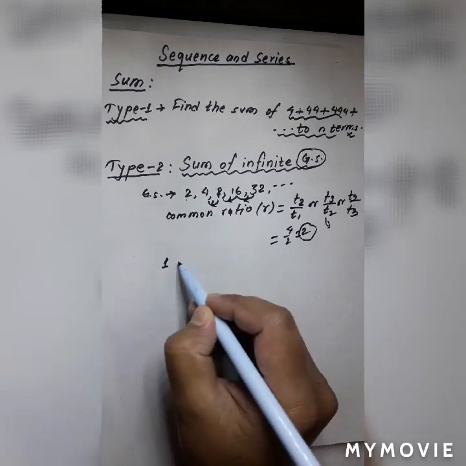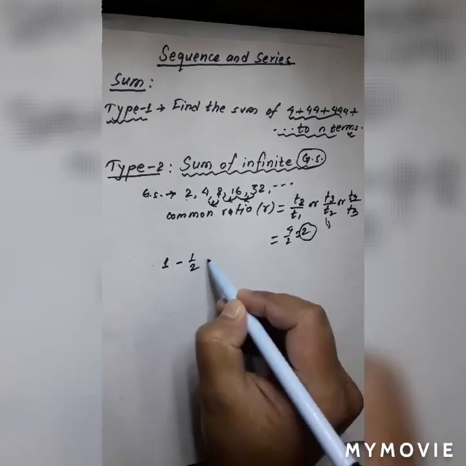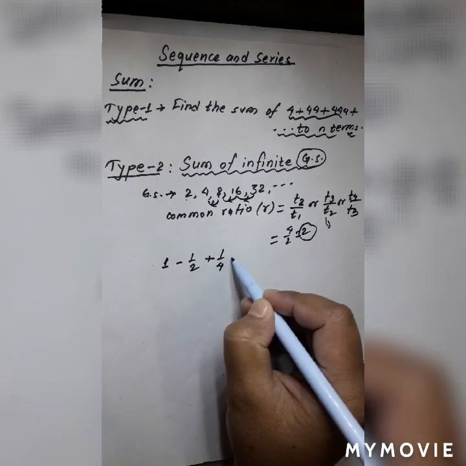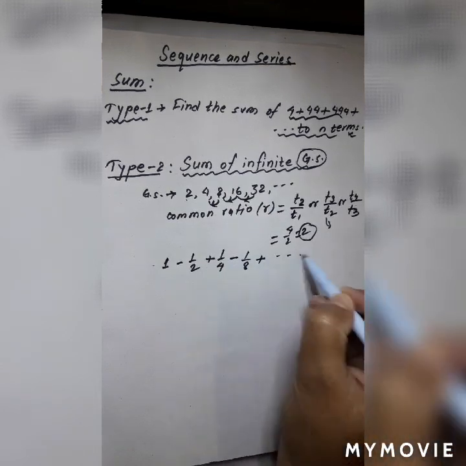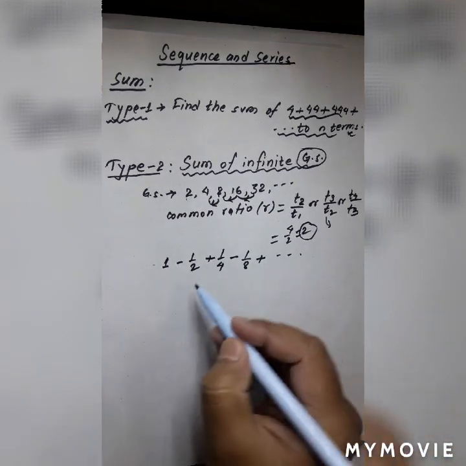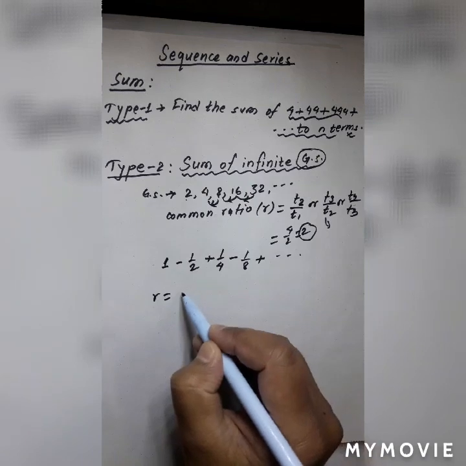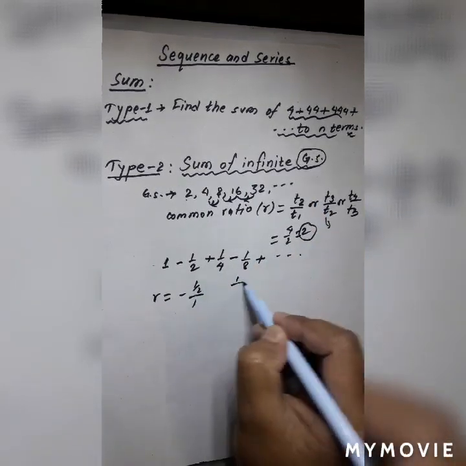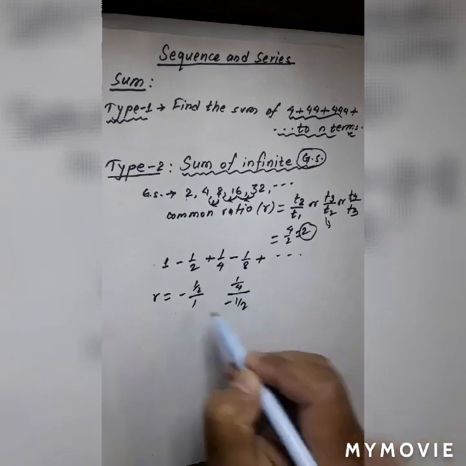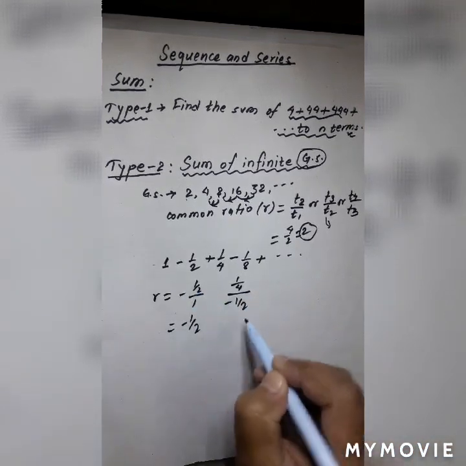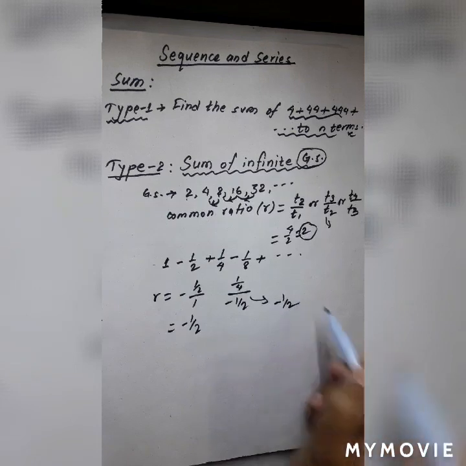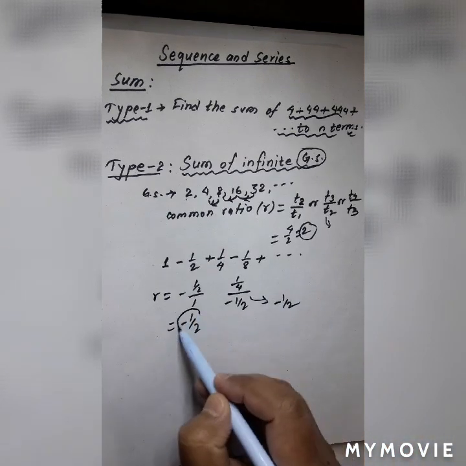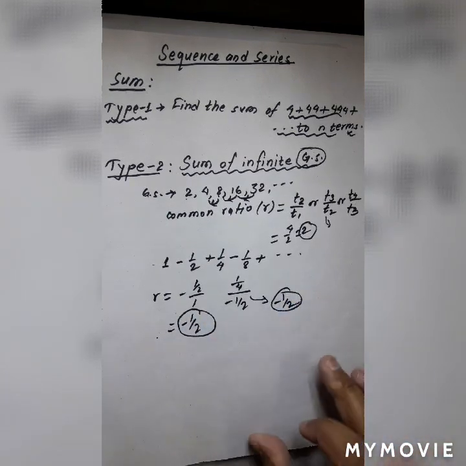1 minus 1 by 2 plus 1 by 4 minus 1 by 8, and so on. Here what is the common ratio? T2 by T1, so minus 1 by 2 by 1, or 1 by 4 by minus 1 by 2. So from here we got minus 1 by 2, and from here we also got minus 1 by 2. Here the common ratio is minus 1 by 2.